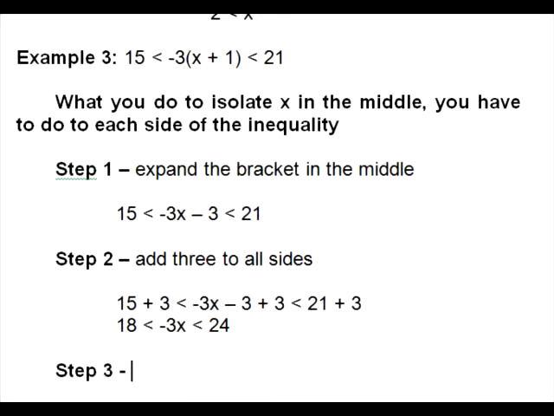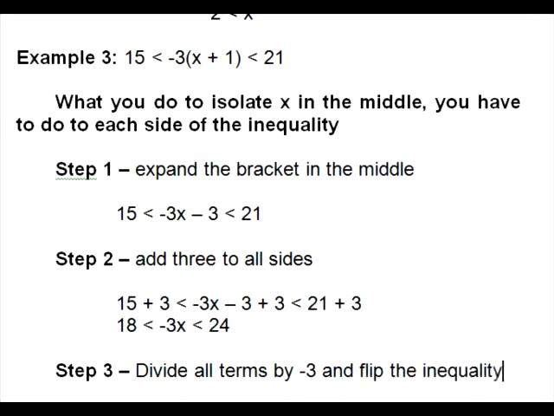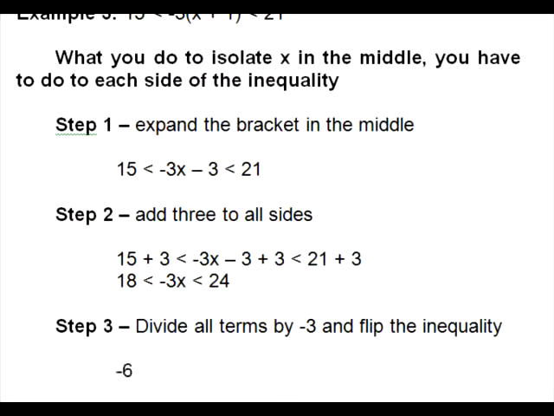And step 3 is going to be divide all terms by negative 3, and flip the inequality. So that's going to be negative 6 is greater than x is greater than negative 8. And again, if you can't figure it out, you're saying, well, does that make sense? In this case, 24 was in fact bigger than 18. In this case, negative 6 is bigger than negative 8. So let the numbers actually be your guide on these if you need to.